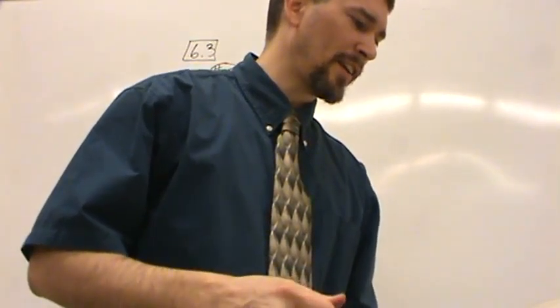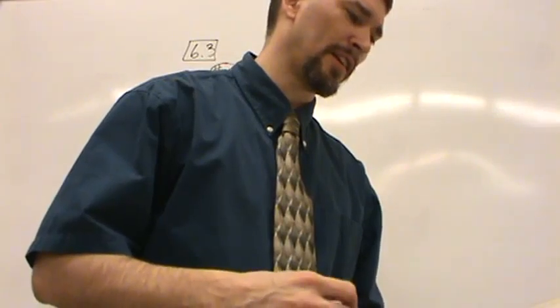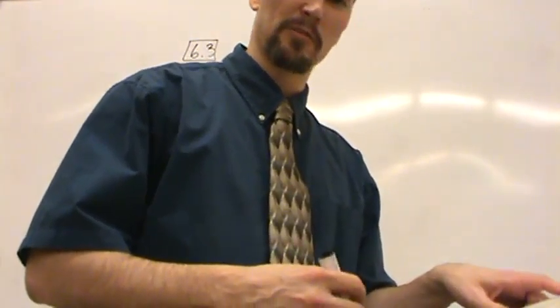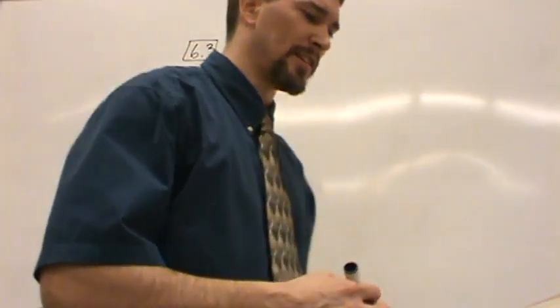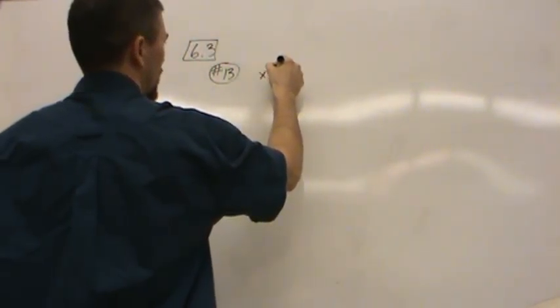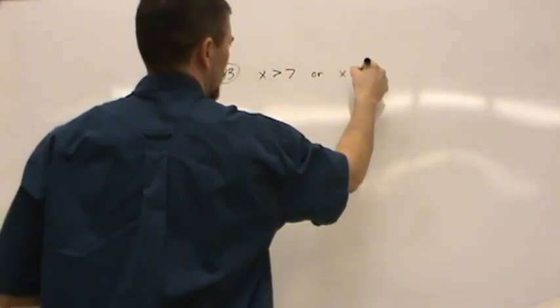Okay, looking at 6.3, number 13, it says write an inequality that represents the statement and graph the inequality. The statement in this problem, I'm reading this out of the book, it's an actual sentence: x is greater than 7 or less than 5. So x is greater than 7 or less than 5.